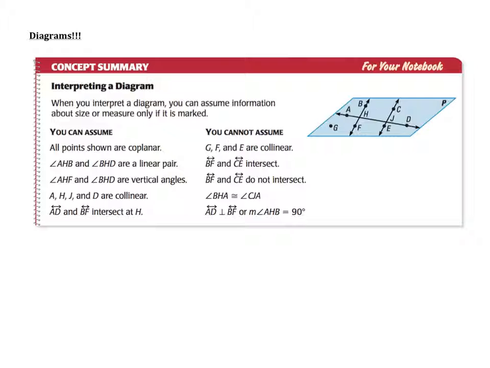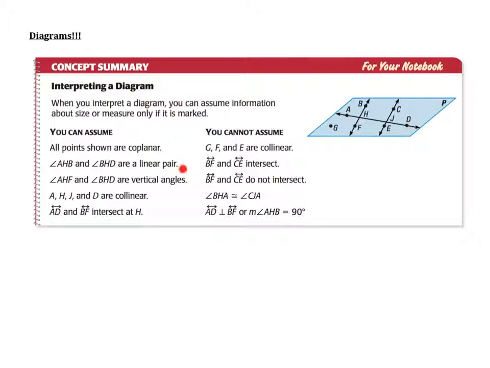Next, we need to talk about what you can assume and what you cannot assume from a diagram. When you interpret a diagram, you can assume information about size or measure only if it's marked. You cannot say, well, this angle looks like a right angle, so therefore it is a right angle. You have to be told, either in your given information where it says angle ABC is 90 degrees, or it needs to be marked on the diagram that it is a right angle.